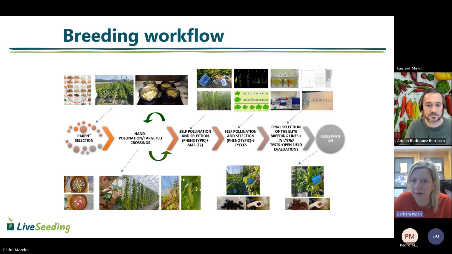And then we come to the final selection to select the lead breeding lines, do some additional in vitro tests and other evaluations on the field, along with the parental lines and standard varieties. And then after that, we decide on the best performing elite line and put it into registration. For common bean, this whole process from the first crossing, not from the parent selection, but from the first crosses to the final registration is approximately 10 years.